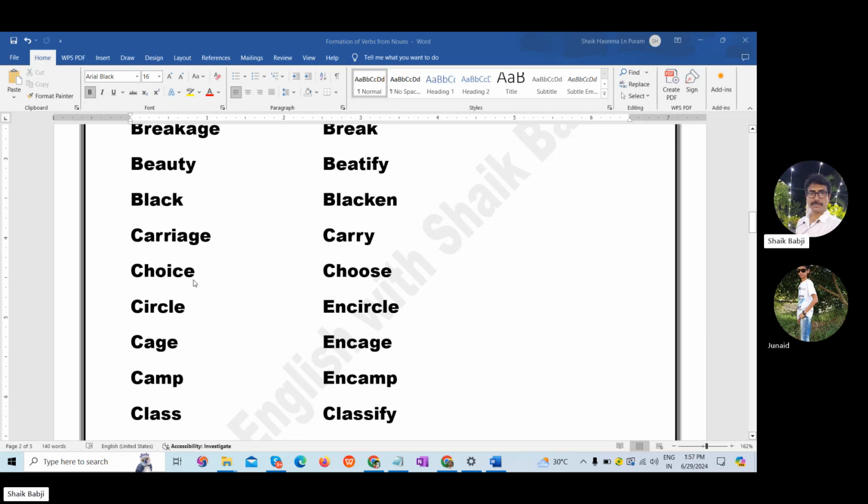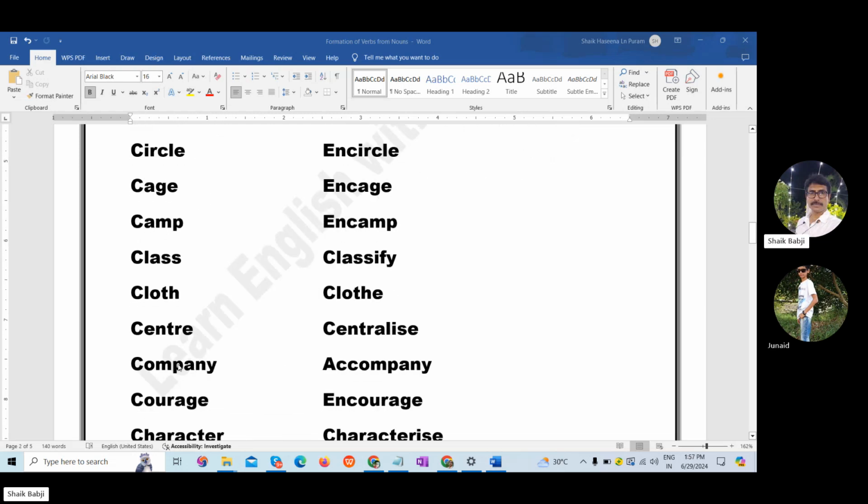Choice, verb form is choose. Circle, verb form is encircle. Case, verb form is encase. Camp, verb form is encamp. Class, verb form is classify.